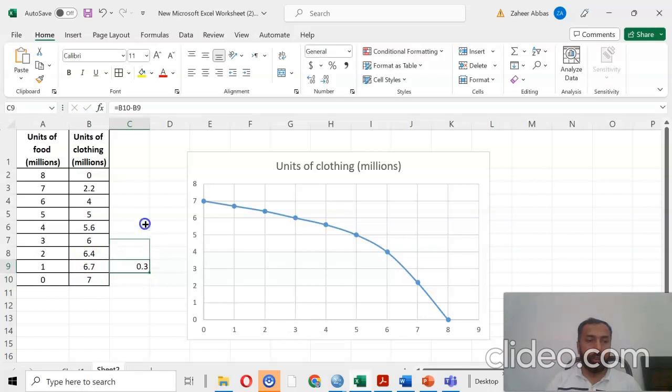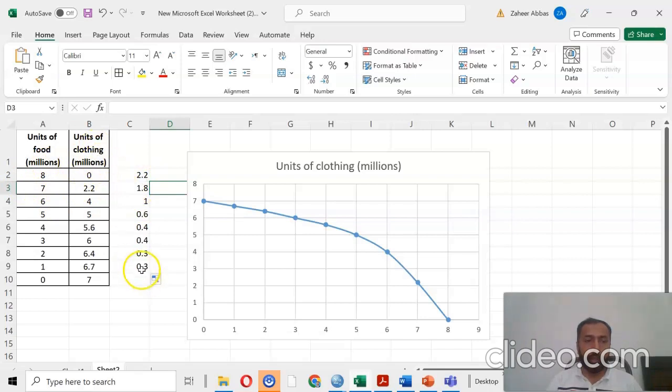If we draw this line till here, you will see that for the first unit of food, we have to give up 0.3 units of clothing. For the second unit of food, we have to give up 0.3 units of clothing. For the third unit of food, we have to give up 0.4. For the fourth unit, 0.4. For the fifth unit, 0.6 units of clothing. For the sixth unit, 1 unit. For the seventh, 1.8 units of clothing, and for the last unit of food, we have to give up 2.2 units of clothing.